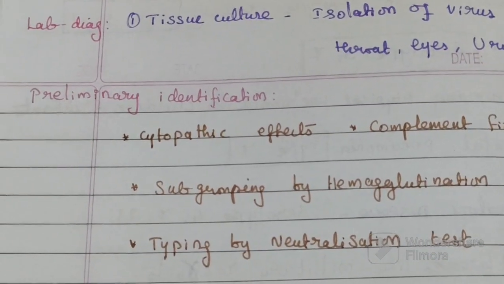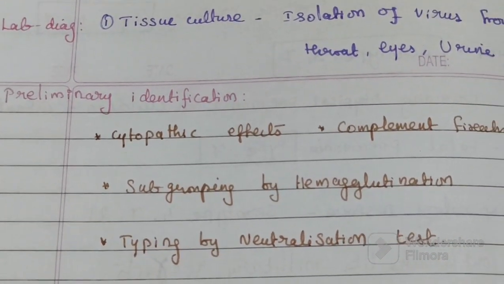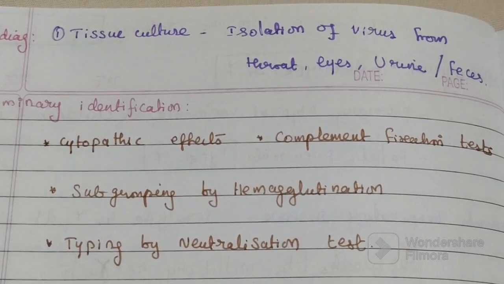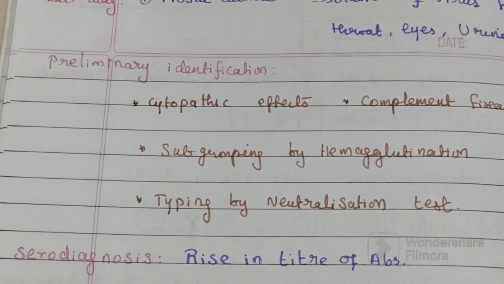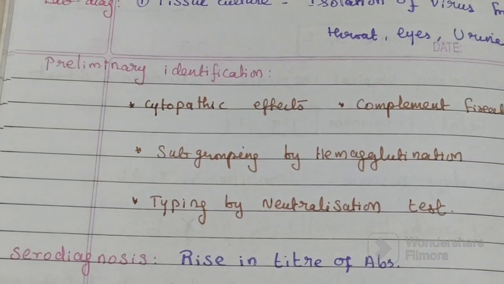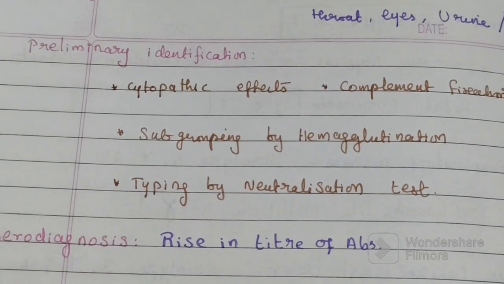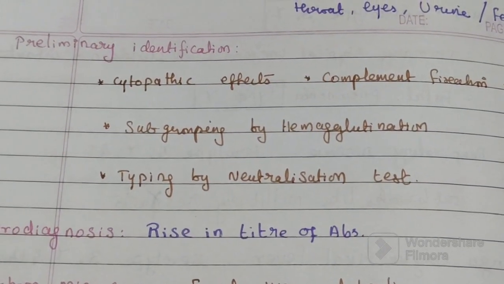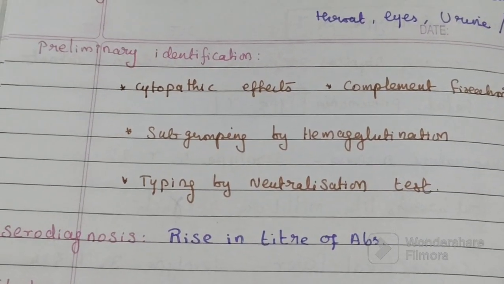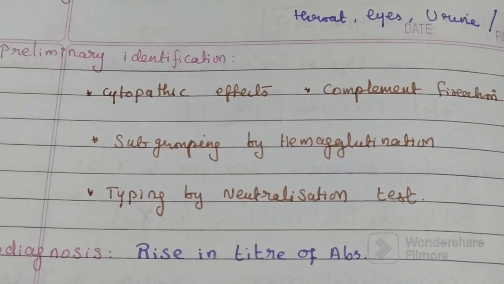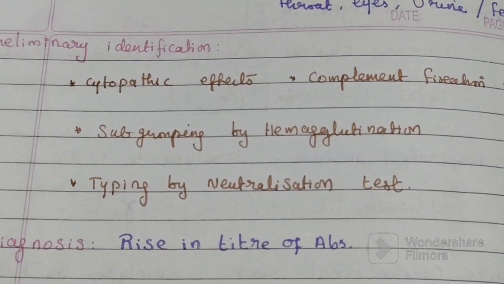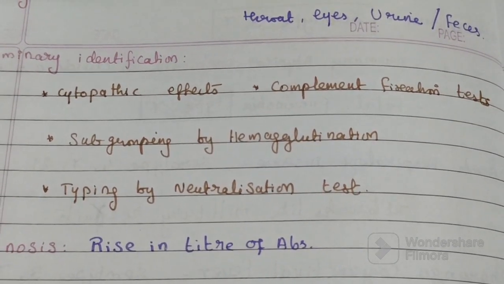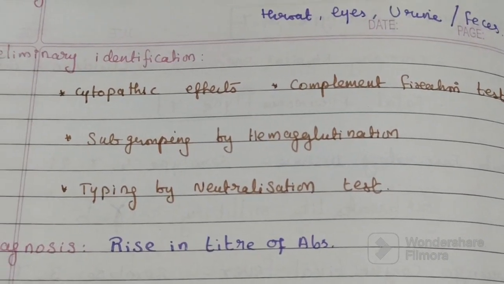Next, laboratory diagnosis. First one is the tissue culture method: isolation of virus from throat, eyes, urine and feces. Then preliminary identification is performed by visualization of cytopathic effect, complement fixation test, subgrouping by hemagglutination and typing by neutralization test.